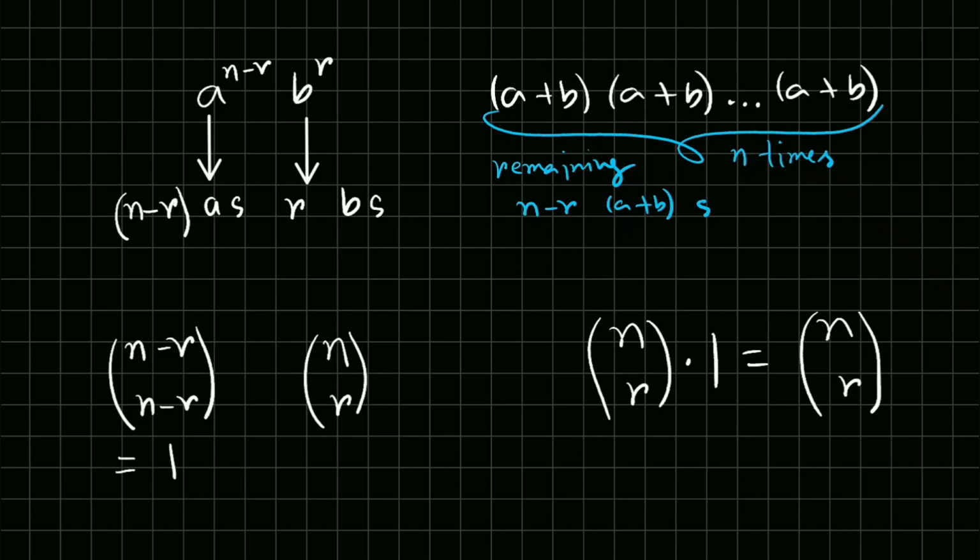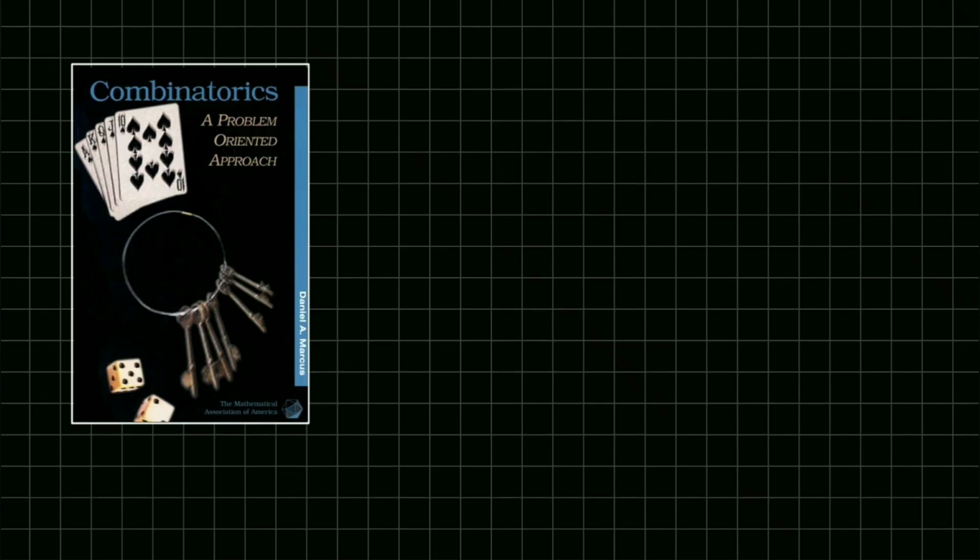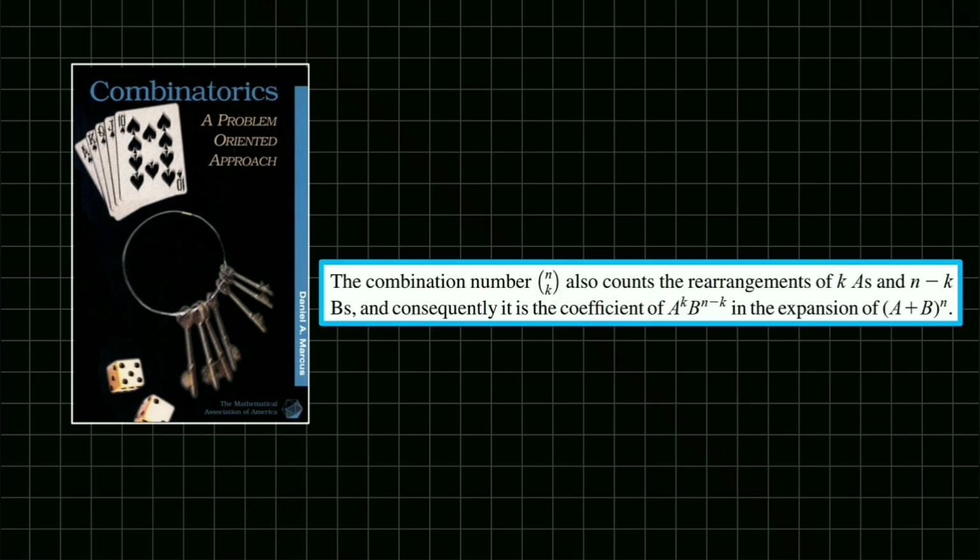With this combinatorial explanation, you can actually see why the binomial theorem is true and what it actually means. In the book named Combinatorics: A Problem-Oriented Approach, Daniel Marcus said it succinctly: the combination number n choose k also counts the rearrangements of k a's and n minus k b's, and consequently it is the coefficient of a power k times b power n minus k in the expansion of (a plus b) whole power n. How beautiful is that?